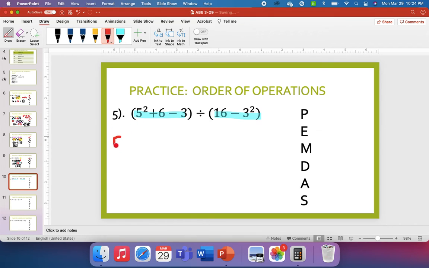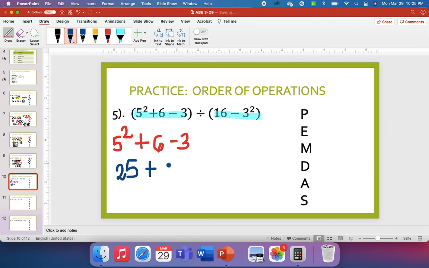ahead and write my first parentheses out. Notice if you look at what's inside of the first parentheses that I just wrote out, you still have to use that order of operation. Okay, I'm going to simplify my exponent first. Okay, my exponent is 25 because 5 to the second power is 25.